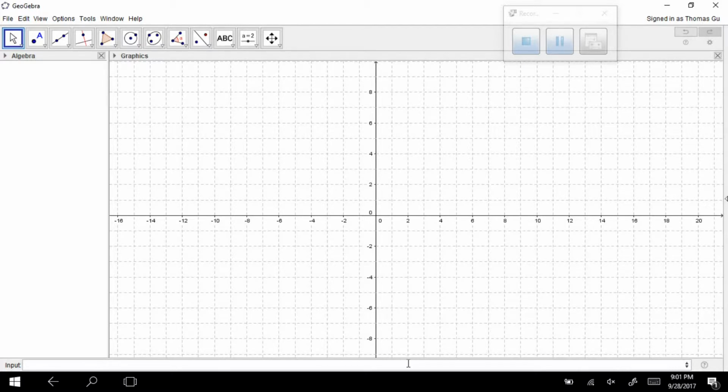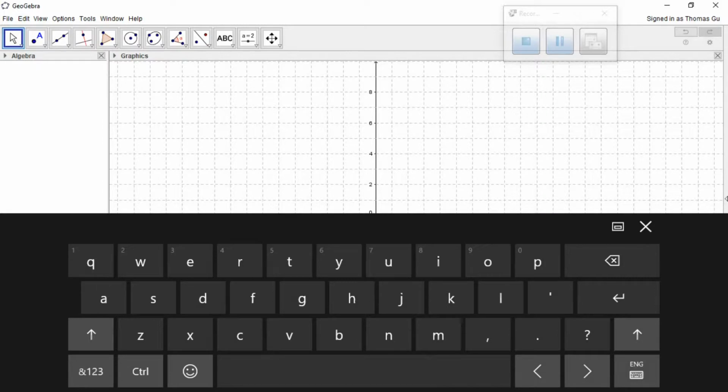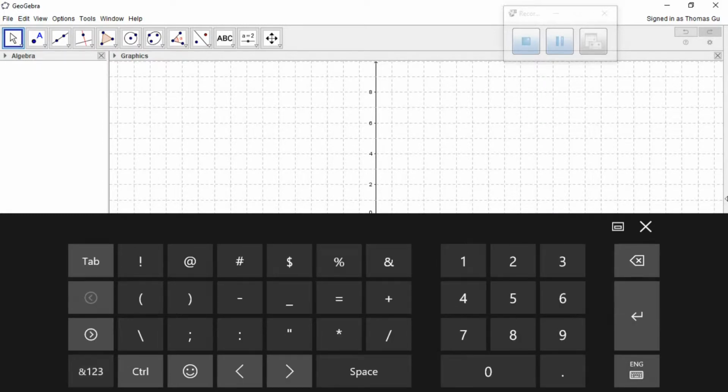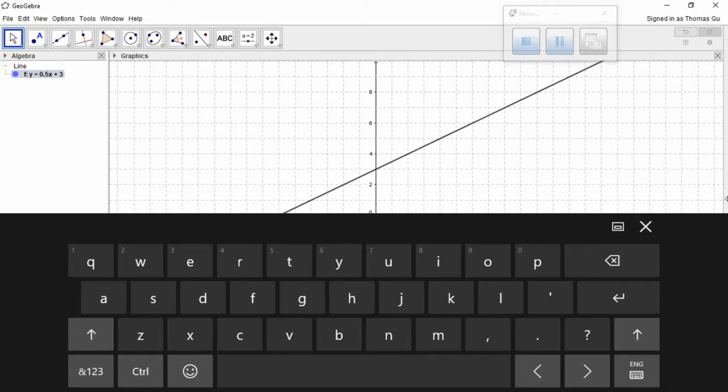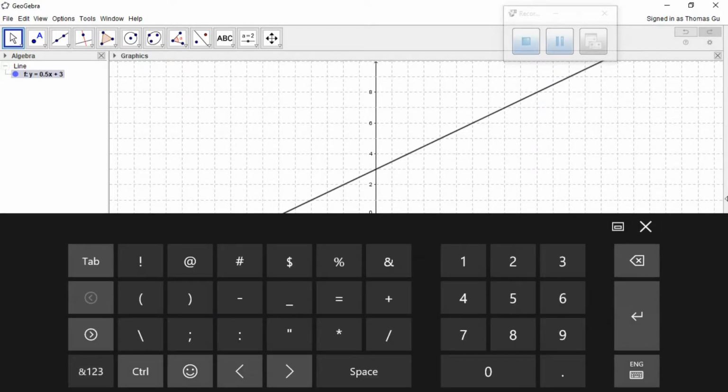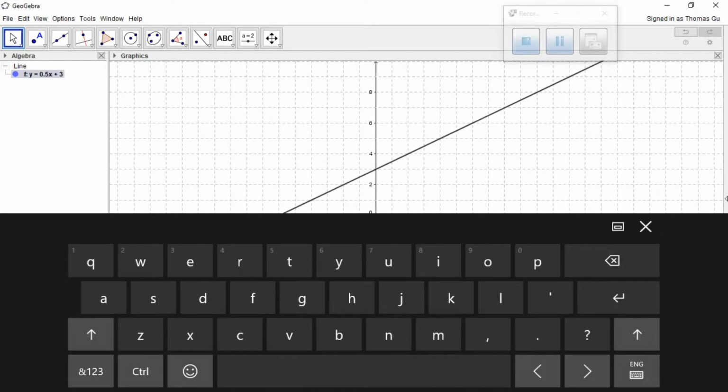Is it actually perpendicular? So our original equation that they gave us was y equals 1/2 x plus 3. So there's our original, okay? And then our new line should be perpendicular. And what did we get for our equation? We got y minus 7 equals -2 times x plus 1.